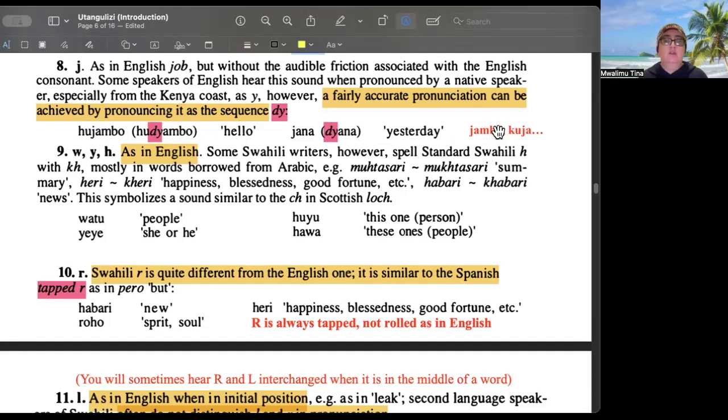Occasionally, this ja becomes so far to the other side of the pendulum that it actually becomes a Y sound, as in ya, ya. For example, yambo, kuya. Keep your ears open.